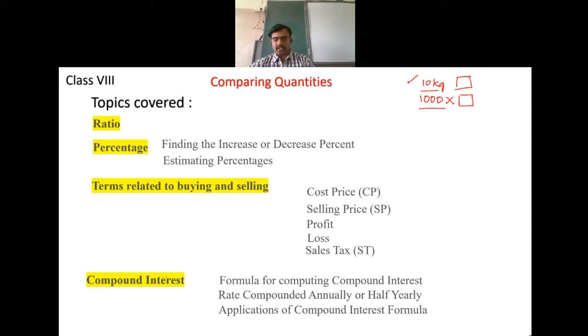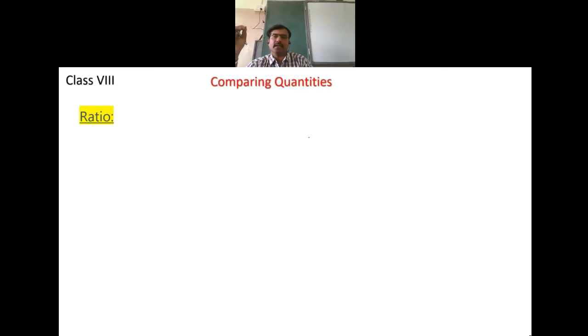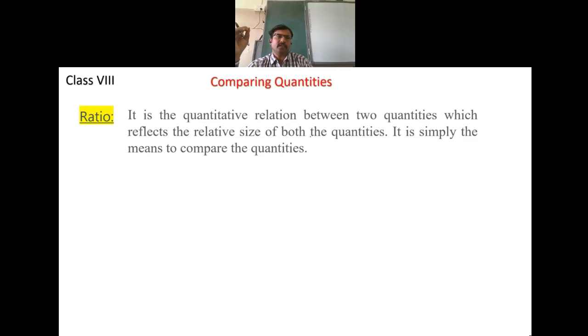We have to start with the first topic called ratio. Ratio is a means of comparison by division. It is a quantitative relation between two quantities which reflects the relative size of both the quantities. It is simply the means of comparing two quantities.